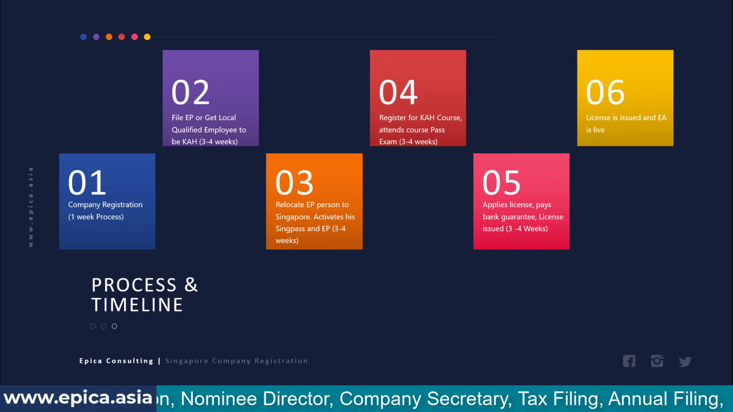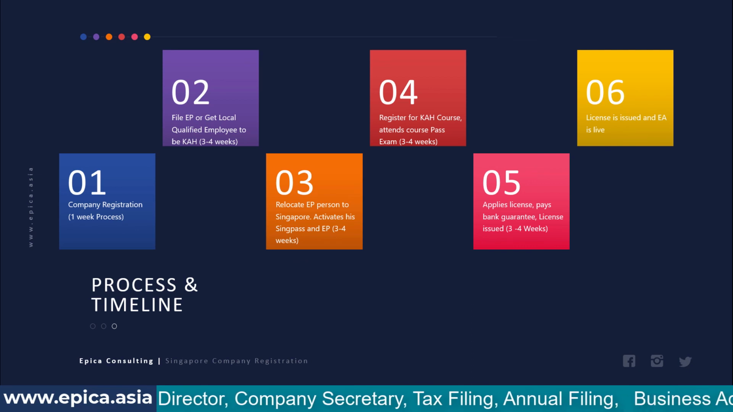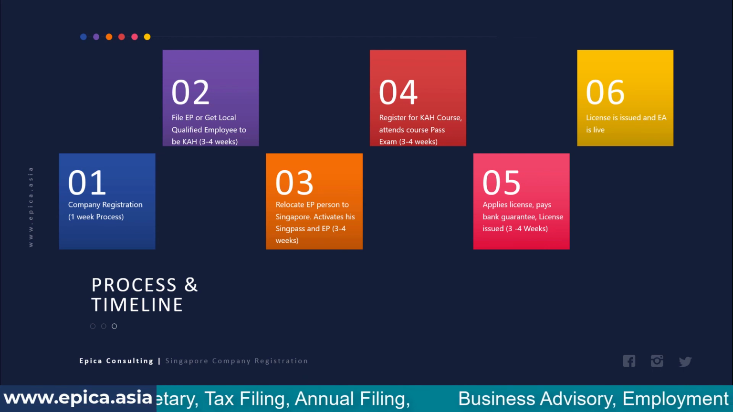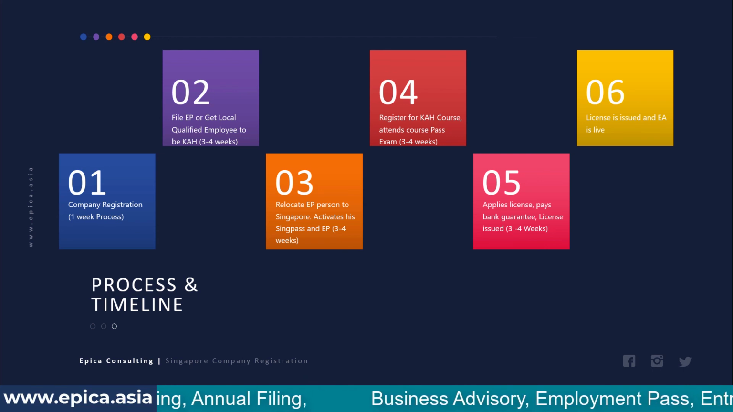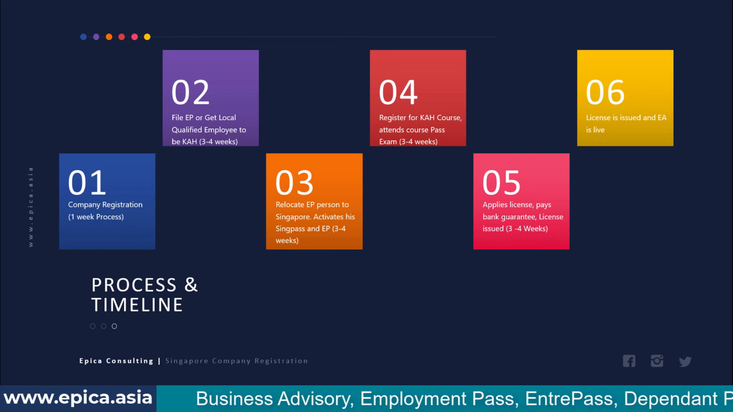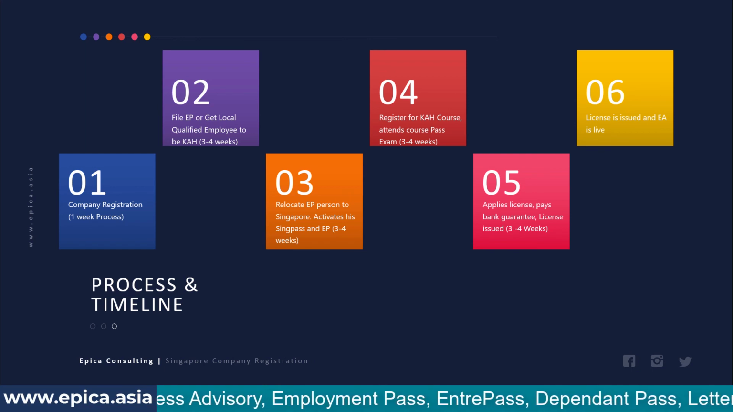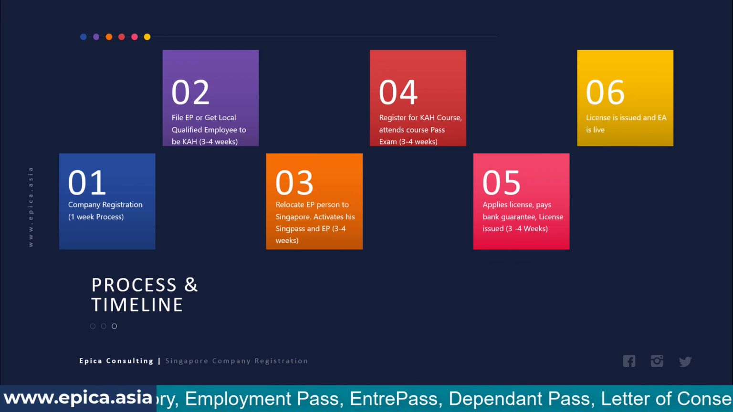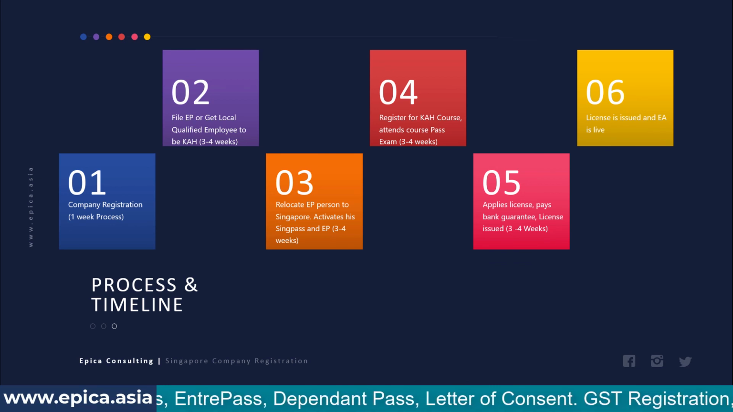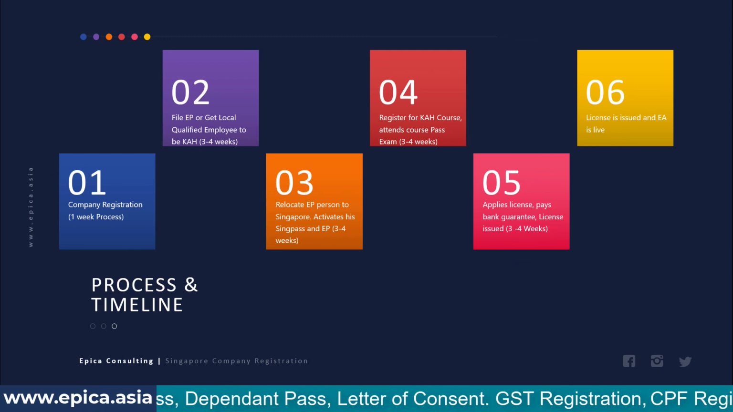In my experience, if a foreign company is coming to Singapore and getting one key employee from their home country to act as a director of the company and as a KH, then you are looking at a process of somewhere around 14 weeks in total. So you need to plan for this accordingly.